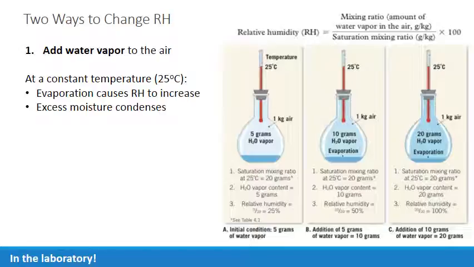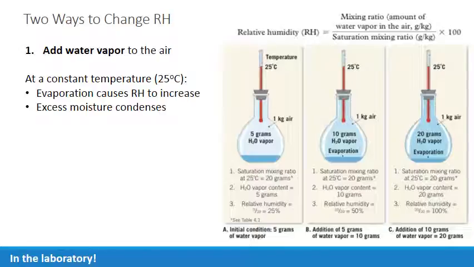Notice that in this figure, it's another thought experiment. What we're doing is keeping the temperature constant. So you see the thermometer in each of these three pictures stays at 25 degrees C. Also, the flask that's sitting there on our imaginary lab bench is a closed system. So we add water vapor to the air just by letting the liquid water evaporate.